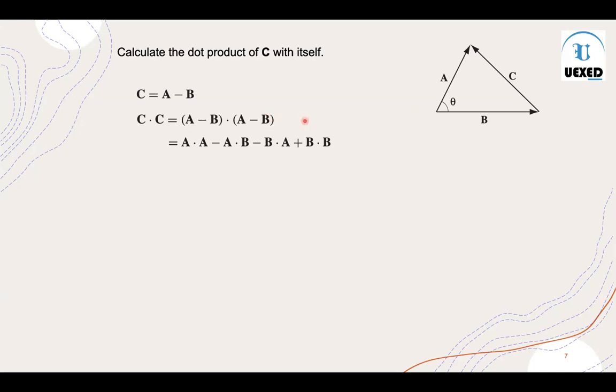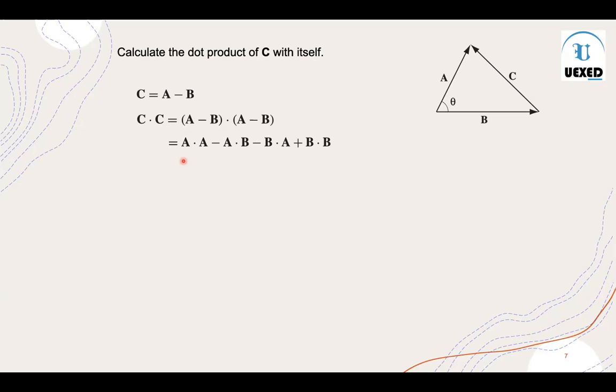Now we're going to use the formula for the dot product, which we just learned. We know that the dot product involves the cosine of the angle. So when we have A dot A, that means A and A are parallel to each other. That means theta is equal to 0 and cos 0 is 1.